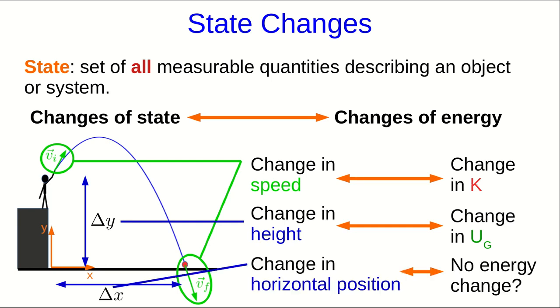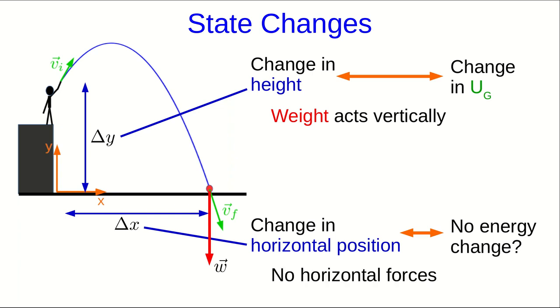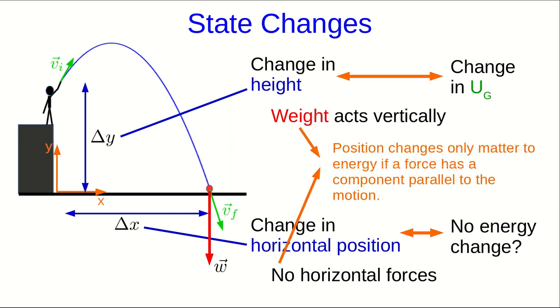There's something else going on here, though, that's more subtle. There's a change in horizontal position, but that doesn't seem to be associated with any energy change. Why is that? So let's contrast the change in height with the change in horizontal position. The difference here is that there is a weight force acting on the ball which acts vertically, but there are no horizontal forces, and this shows us a bit of a rule which we'll elaborate on more later when we talk about work. Position changes only matter for energy purposes if there is a force that has a component parallel to the motion.